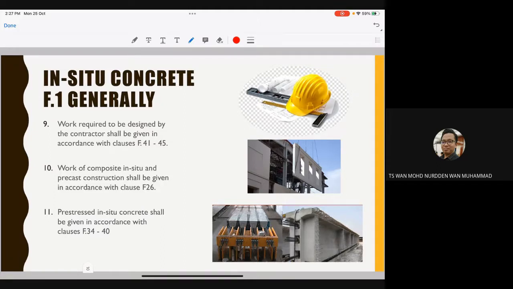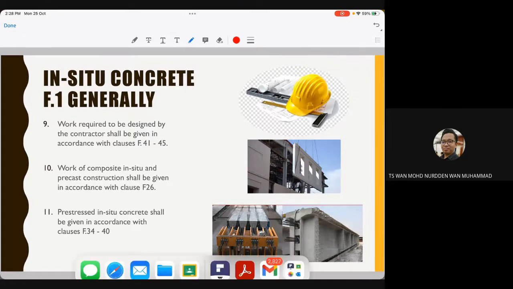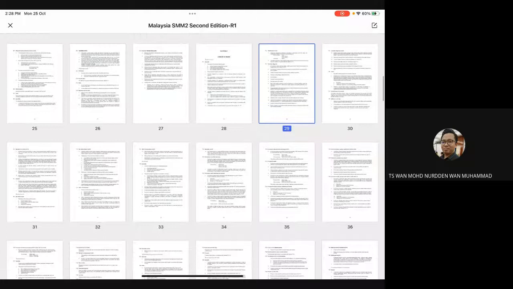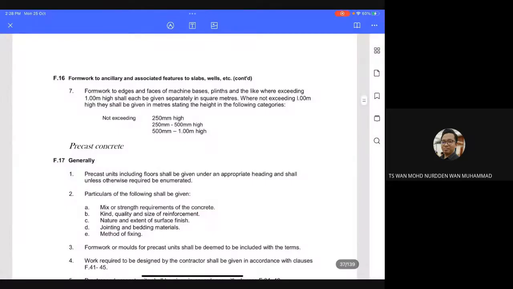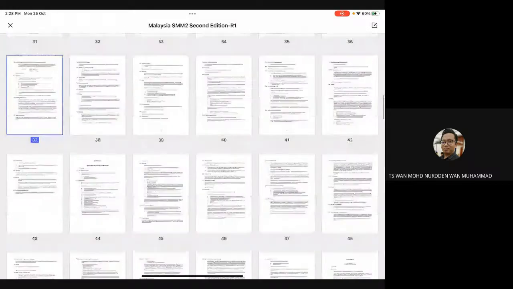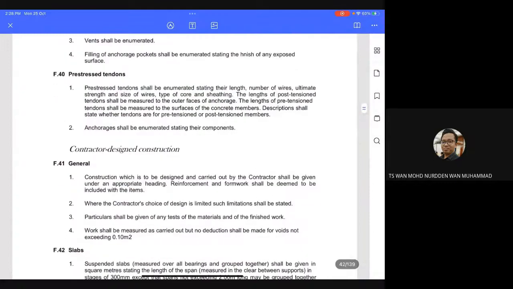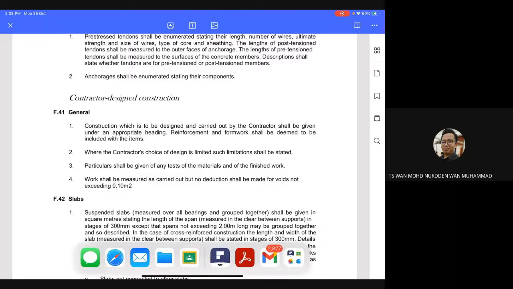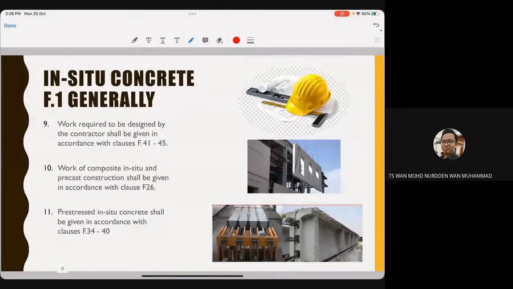Okay, number 9. Work required to be designed by the contractor shall be given in accordance with clause F41 to 45. Okay, maksudnya di sana contractor design construction, maksudnya contractor yang akan design the components lah, ataupun concrete work yang mana akan diguna pakai lah. Okay, tapi tak apa, kita akan tengok kemudian.